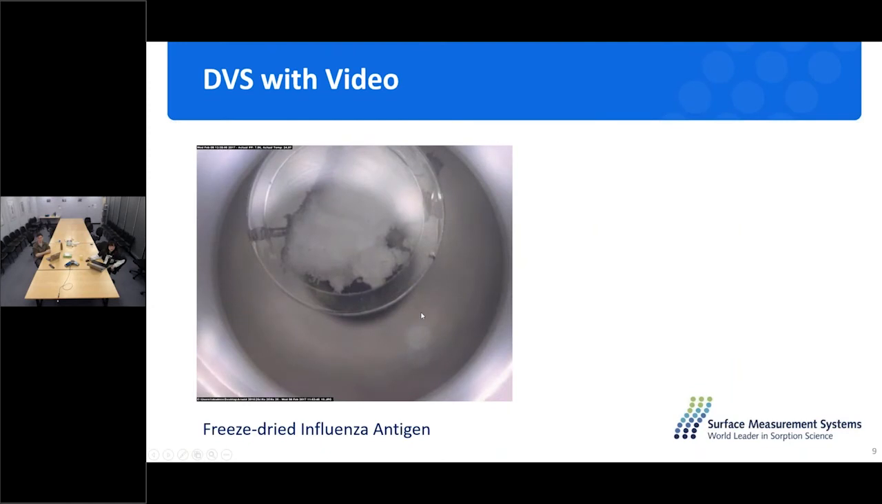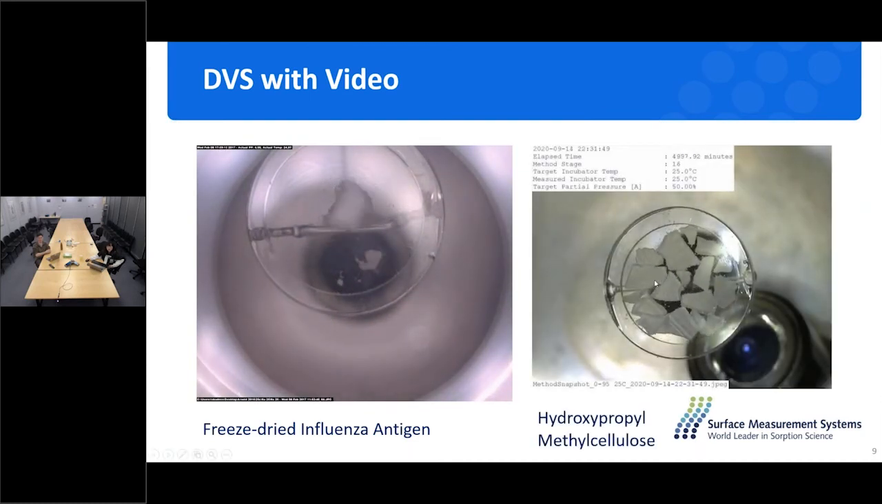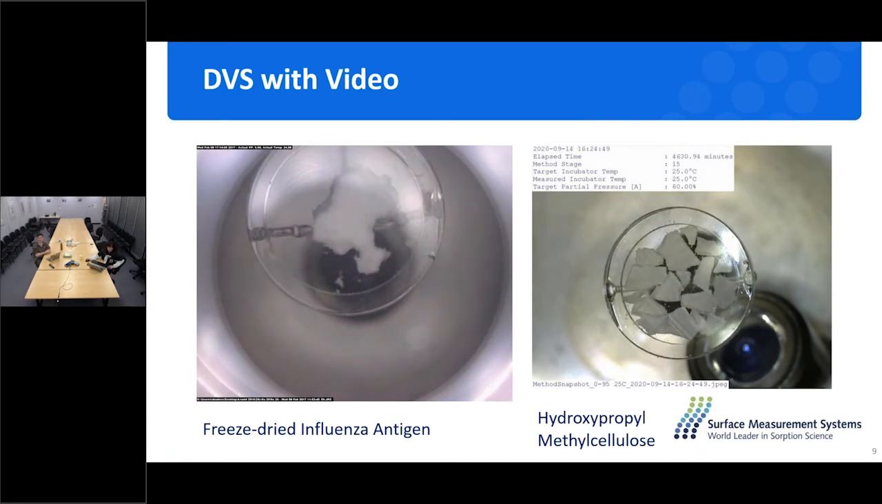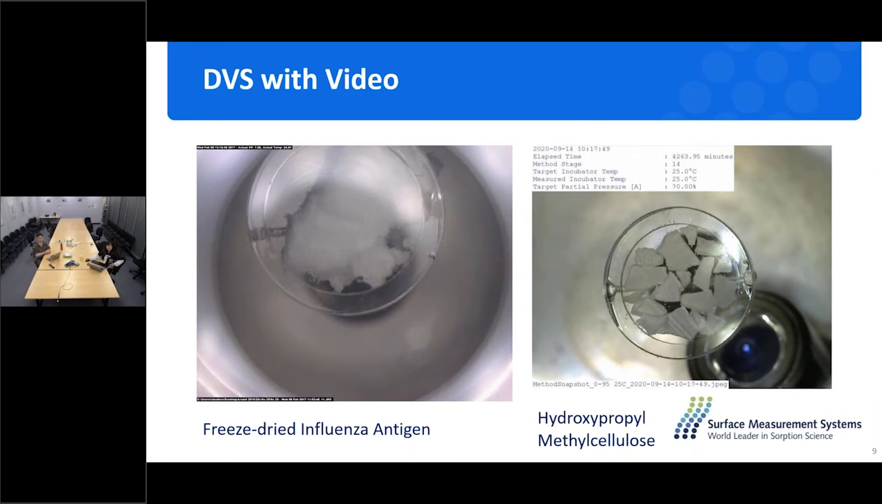So for example, here we have a set of data with the freeze-dry sample at different humidity. You can see clearly changes of the nature going to the liquid side. And we also have some cellulose sample. Along with the humidity changing, you can see a swelling and then shrinking behavior of this cellulose material. So with the video function, it's really useful to study any kind of changing in the nature of the material or changing in the color of the material along with the DVS data.